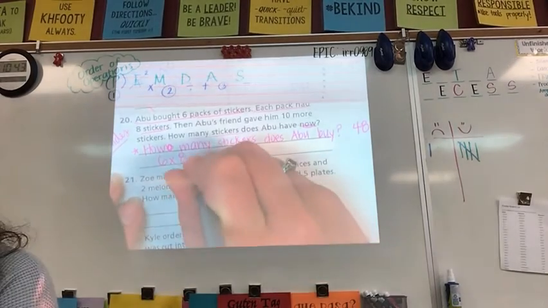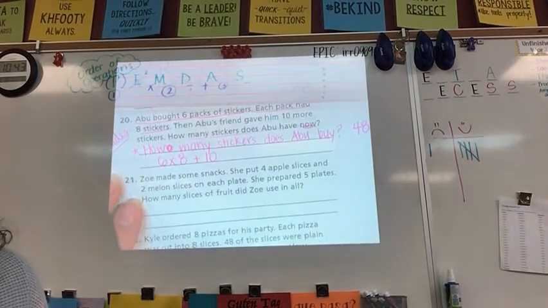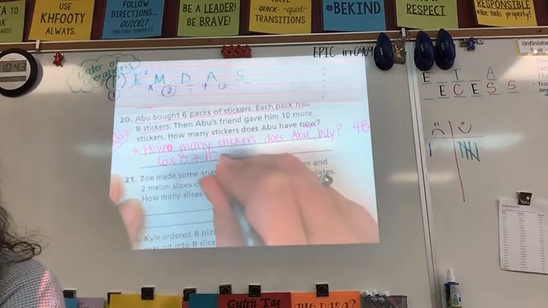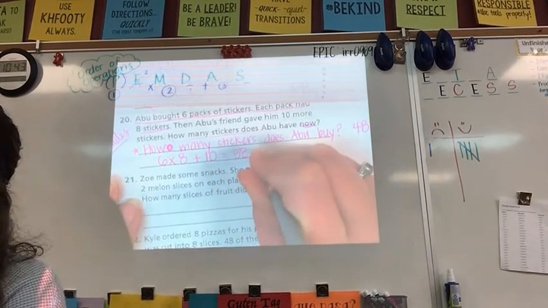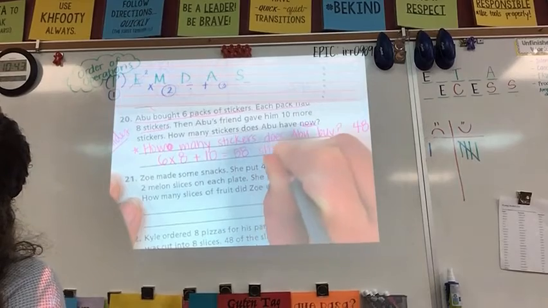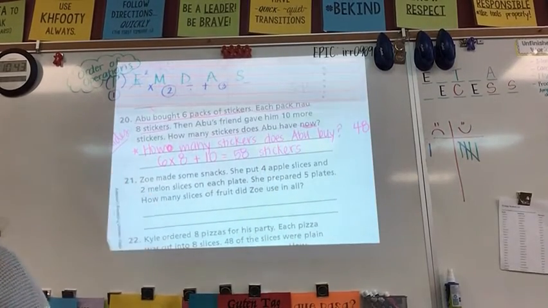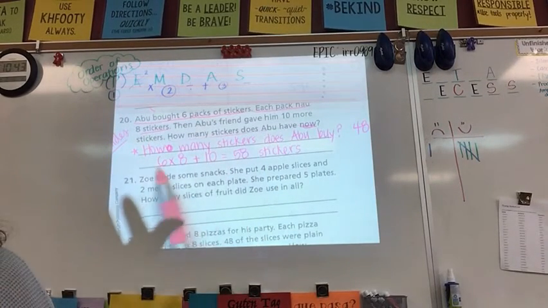Plus 10, right? So that's how we get 10 more. 48 plus 10 would be 58 stickers. The last thing we have to check is we're making sure that this is a reasonable equation.